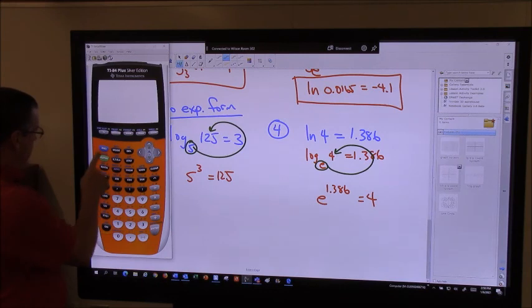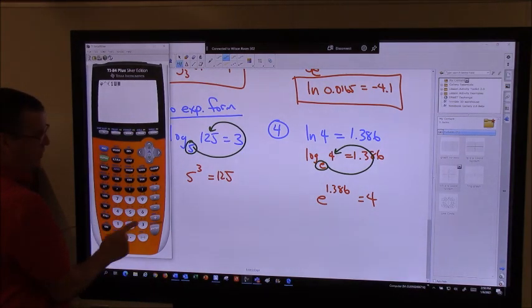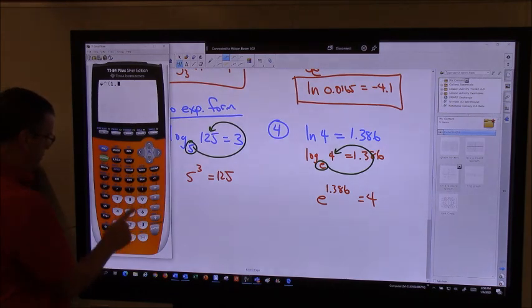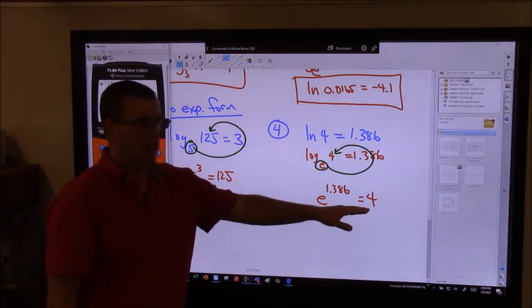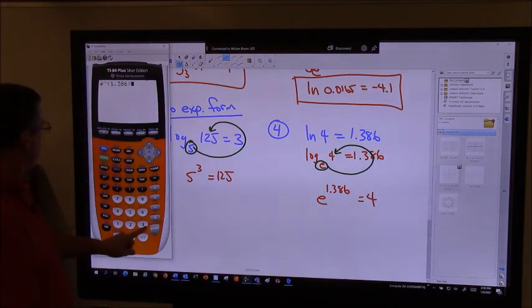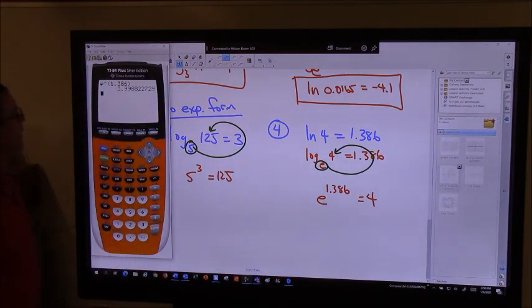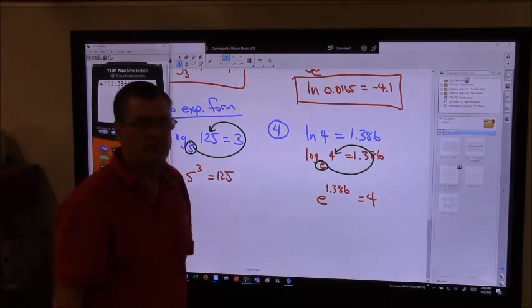So let's see. Here's my e to the x button. I'm going to put 1.386. I'm kind of thinking maybe it's not exactly 4. Maybe it's just close to 4 because of that decimal number. And yeah, 3.9988. It's pretty close to 4, but it is off by just a little bit. But at least I know what I have here makes sense, right?